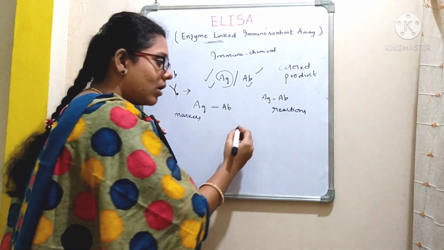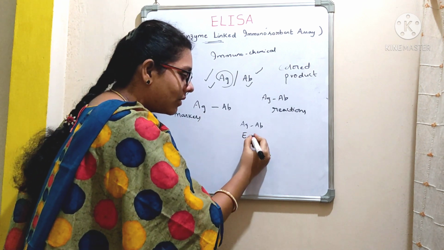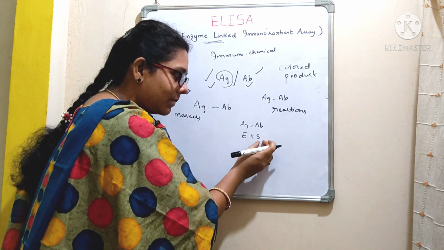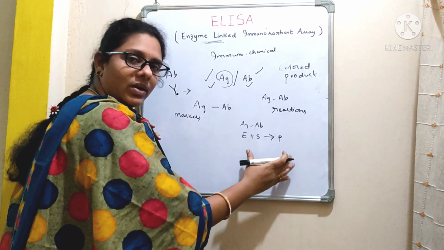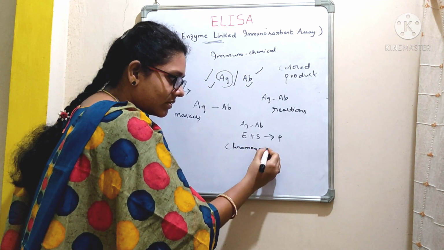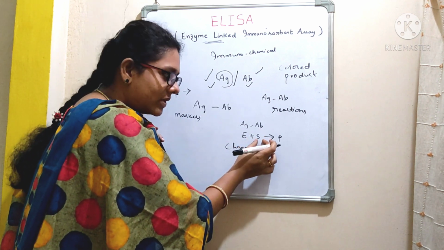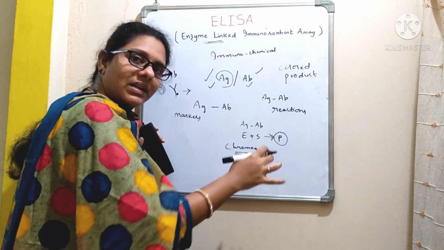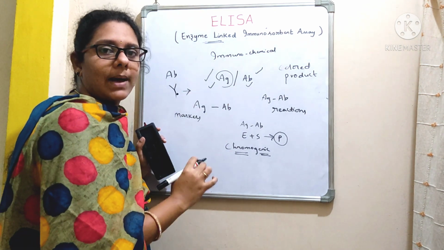So remember, always the antigen and the antibody interactions are specific. At the same time, always the enzyme and the substrate interactions are specific. When this enzyme reacts with the specific substrate, it gives rise to a colored product. Here the reaction is chromogenic. Genic means generation, chromo means color. After the addition of substrate, which reacts with this specific enzyme, a colored product is produced, and based on that color we can detect the presence of antigen or an antibody in a biological sample.